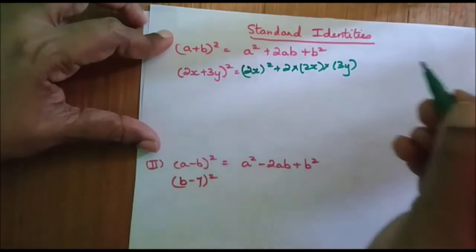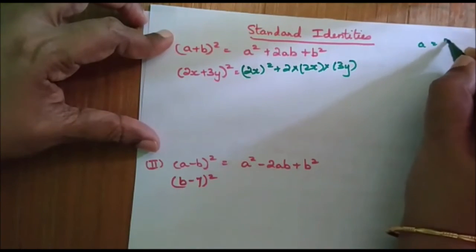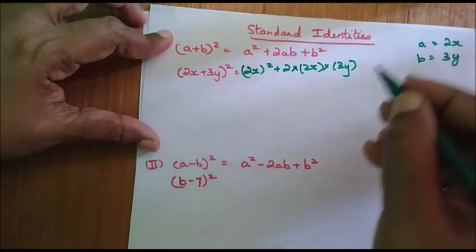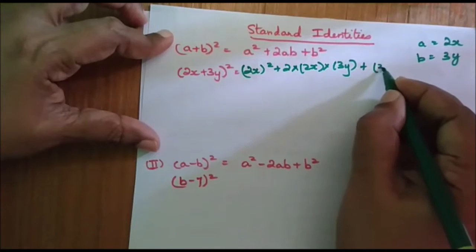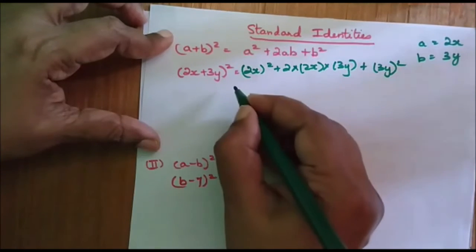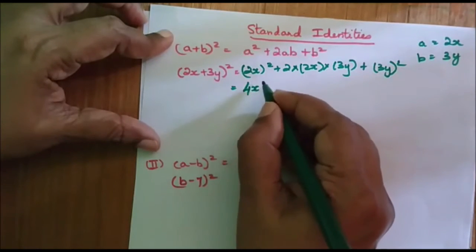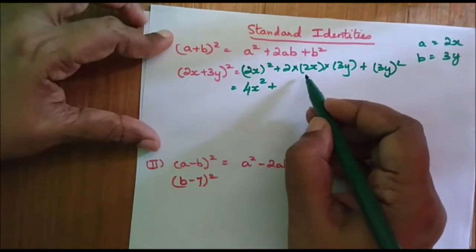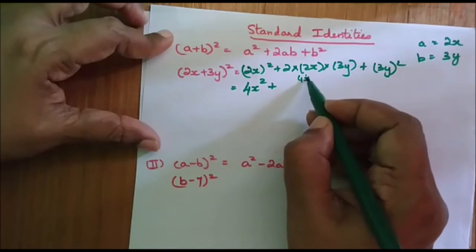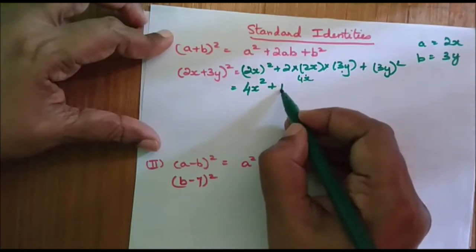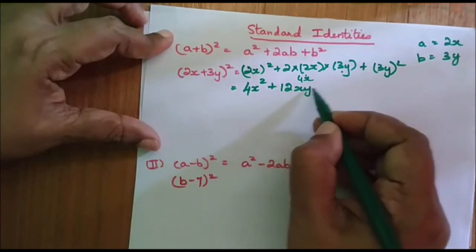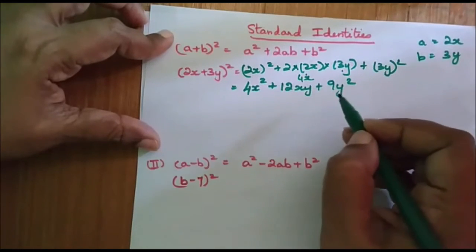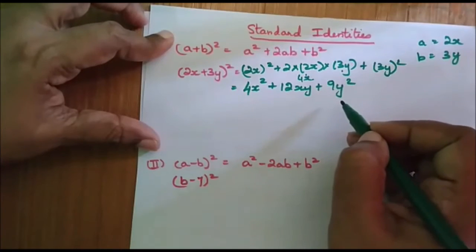What is a in this? A is nothing but 2x and b is nothing but 3y. I hope you got it. So plus 3y the whole squared. Now this is nothing but 4x squared plus, what is 2 into 2? 2 into 2 is 4x. So 4x into 3y is 12xy plus 9y squared. So this is how we solve this standard identity.